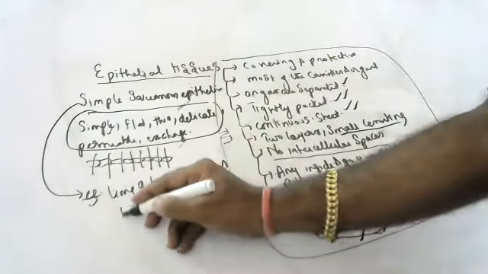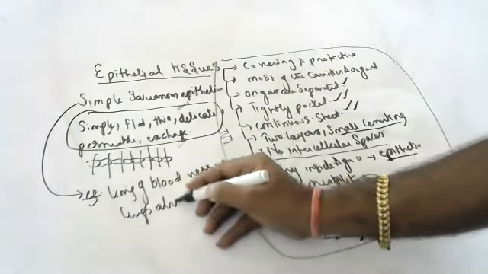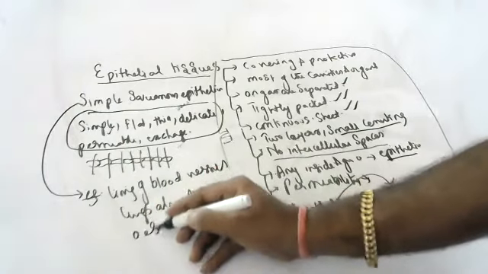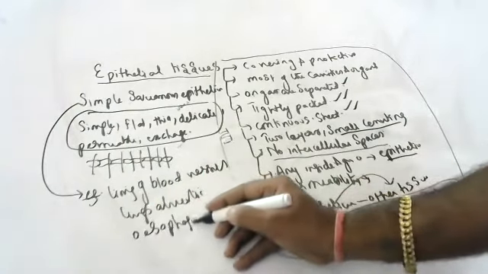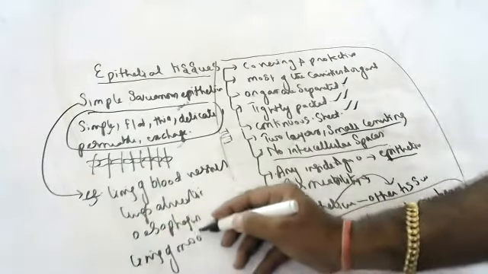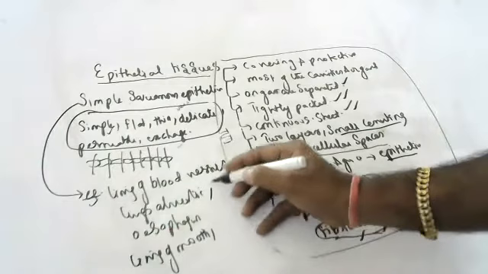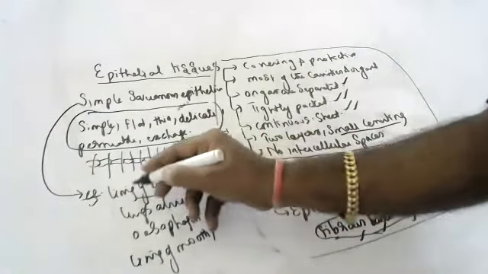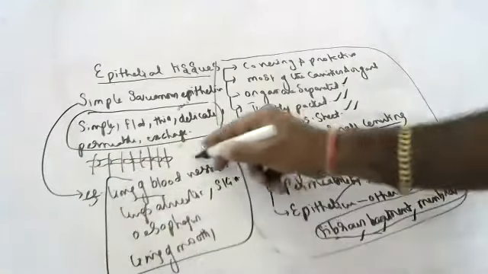They are present in the lungs alveoli. They are present in the esophagus. They are present in the lining of the mouth. The skin is also squamous epithelium. Like that. These are the examples given in your textbook, children.